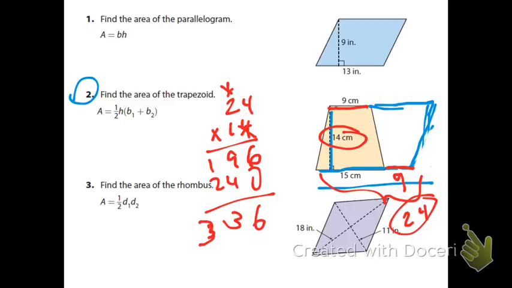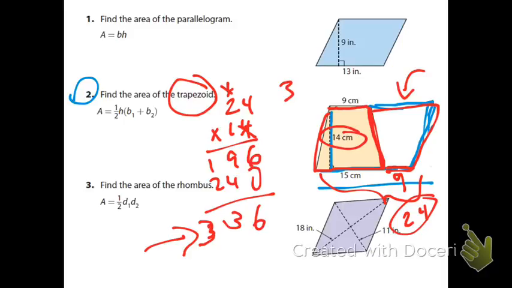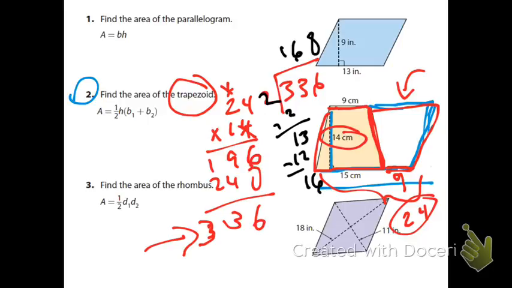Now that gives me the area of this entire parallelogram, but we weren't finding the area of a parallelogram. We were finding the area of a trapezoid. But notice that this parallelogram is just two trapezoids stuck together that are the same size. So I can just take this and cut it in half. I take 336 divided by 2. 2 goes into 3 one time. 2 goes into 13 6 times. 2 goes into 16 8 times. So I get 168 square centimeters.